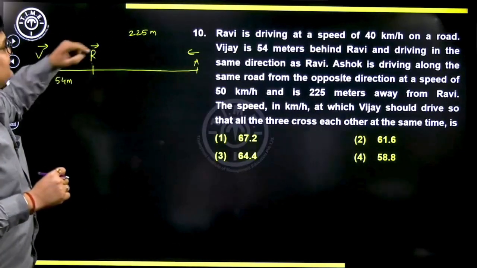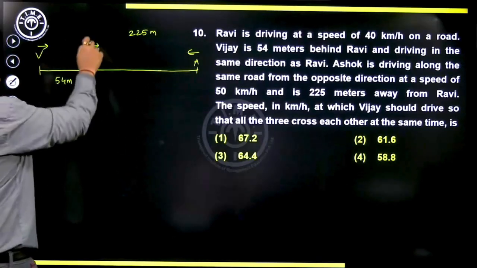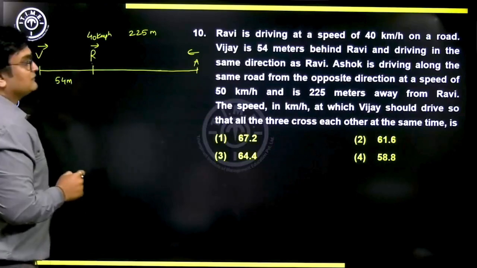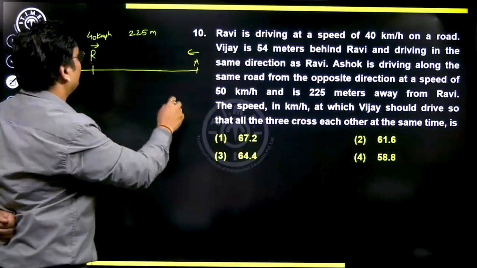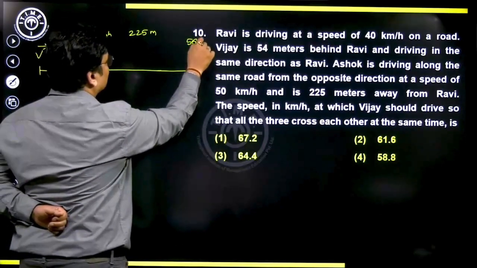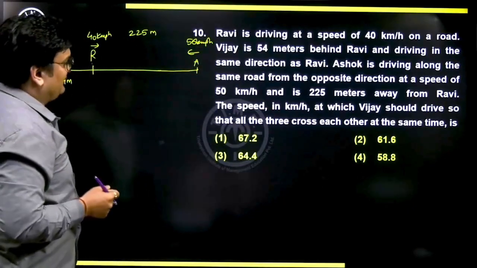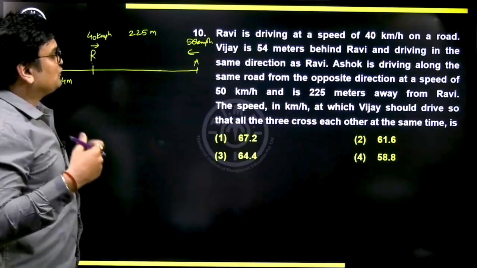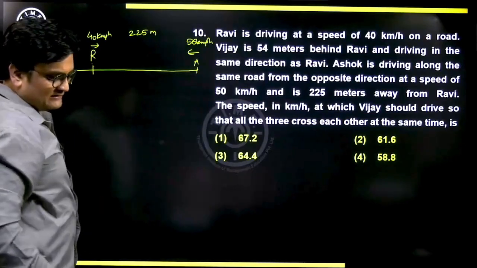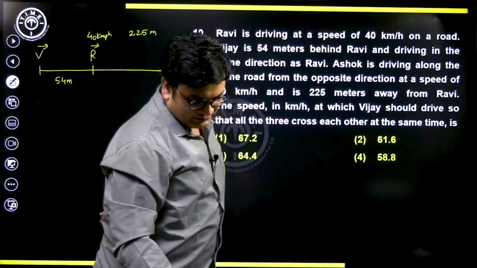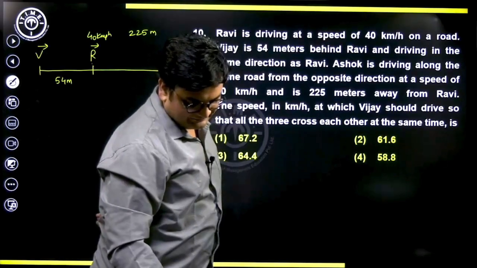So it's given that Ravi is driving at 40 kilometers per hour. Ashok is driving at 50 kilometers per hour. We need to figure out the speed of Vijay here. So at what speed should Vijay travel so that all the three cross each other at the same time is the question. So let's try to solve this.